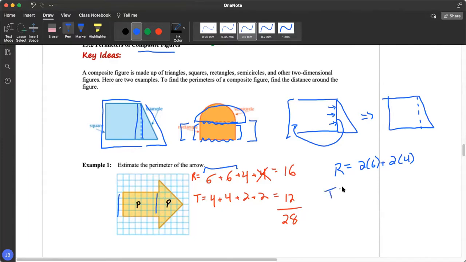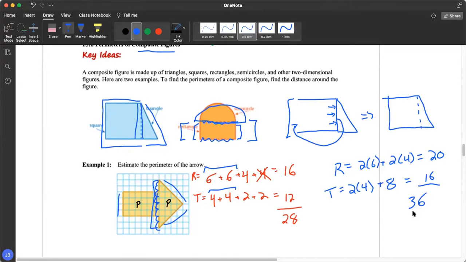Now, if we did the triangle this way, we could do the same. So we'd say 2 times our 4, because these lengths were the same. And then we'd say plus whatever this length is. So it looks like it's 1, 2, 3, 4, 5, 6, 7, 8. So now what we would get is 12 plus 8, which is 20, and for the triangle, we would get 8 plus 8, which is 16. So that total perimeter would be 36.